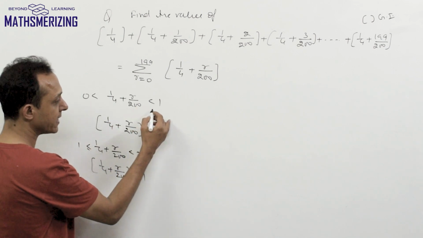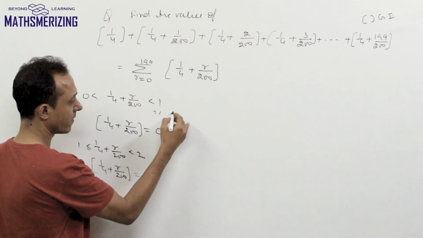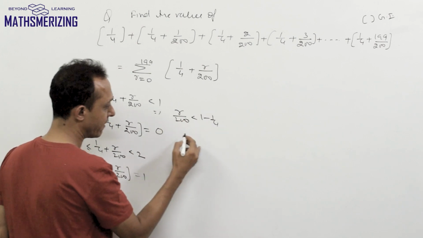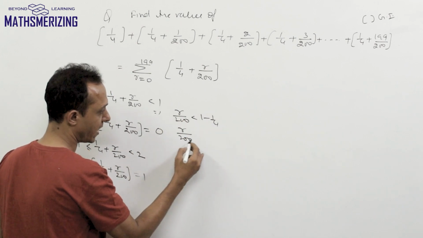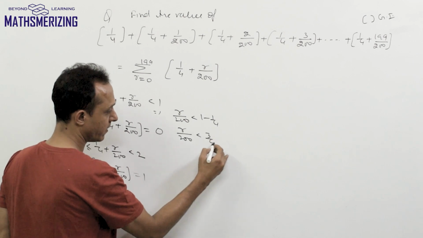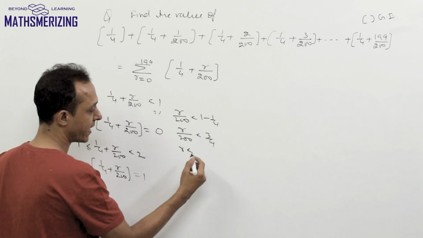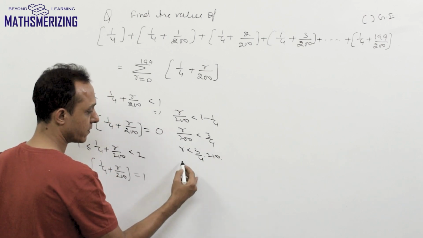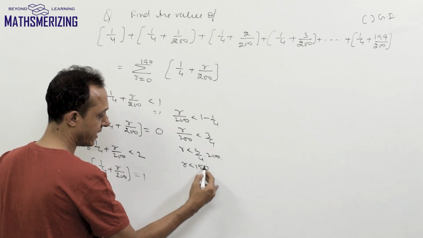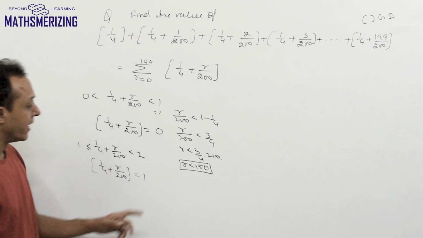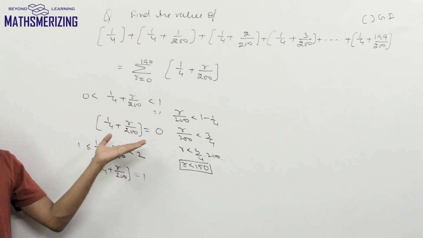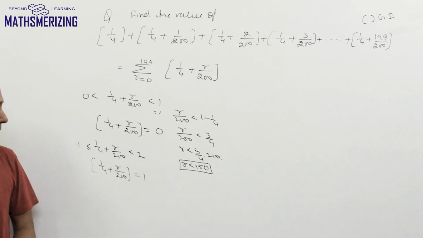So this value will be less than 1 when r by 200 is less than 1 minus 1 by 4, which is r by 200 is less than 3 by 4. That is when r is less than 3 by 4 into 200, which is r is less than 150. So whenever the value of r is less than 150, in that case, the value of this greatest integral function of x will always be 0.